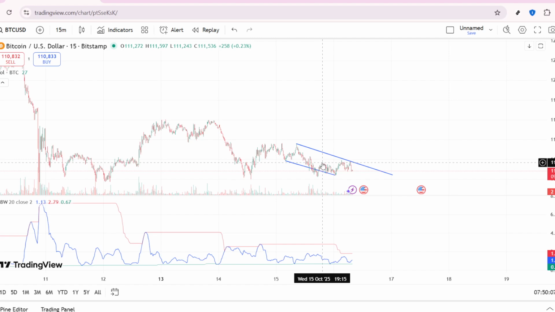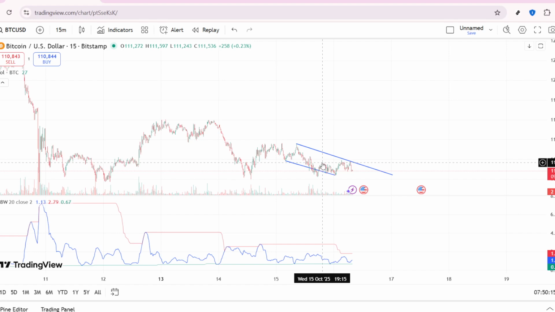Now get familiar with the chart interface. The top toolbar handles timeframes, drawing tools, and indicators. The left toolbar is where you'll find trend lines and Fibonacci tools. The bottom panel is your trading and paper trading area, and the right panel holds watch lists, alerts, and notes.